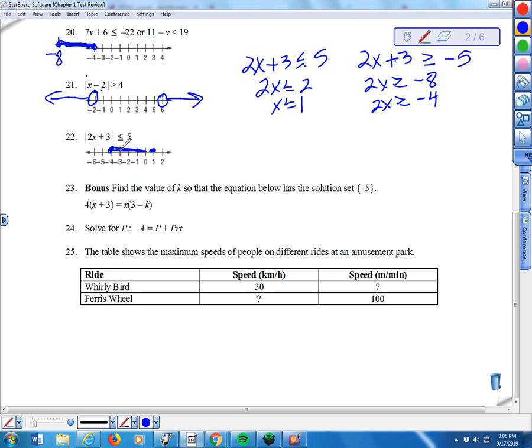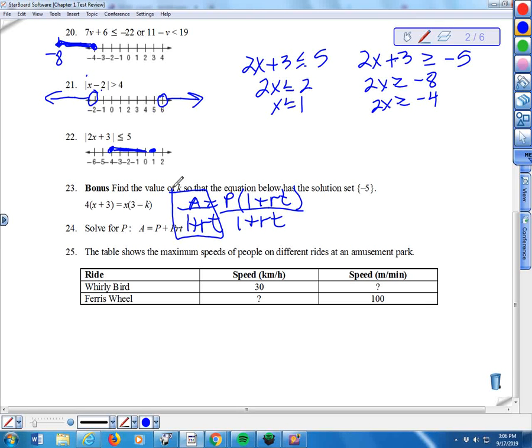I'll go to the bonus at the end. So solve for p. Well, anytime you've got p in more than one term, factor it out. When I pull a p out of itself, there's 1 left. Plus RT, divide by 1 plus RT. So p is equal to a divided by 1 plus RT.